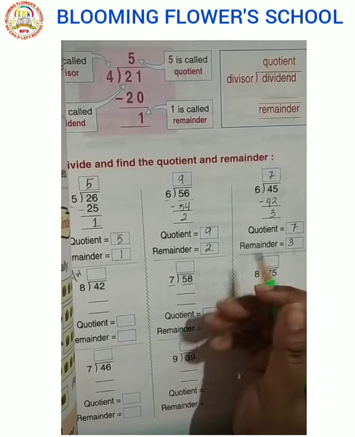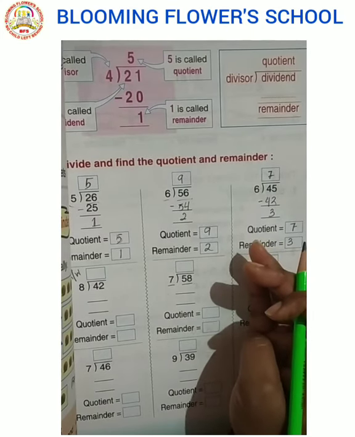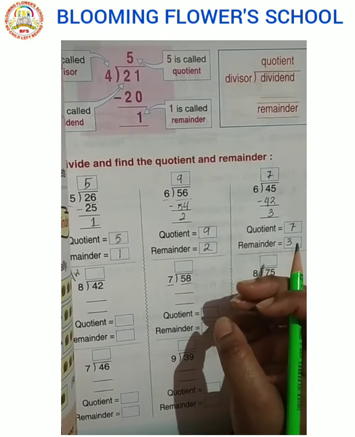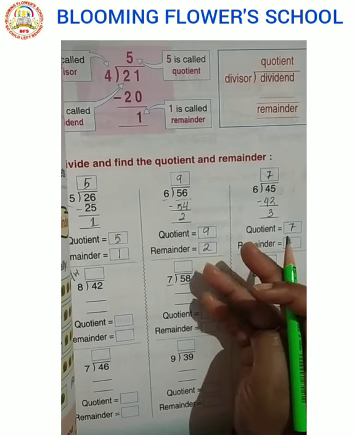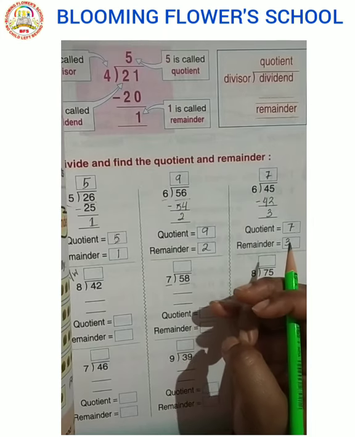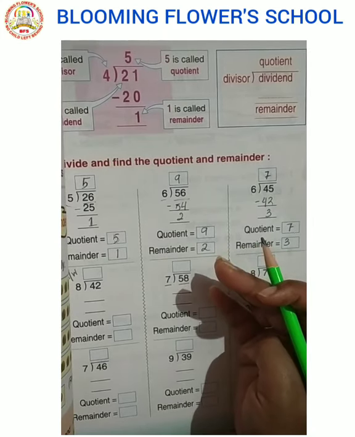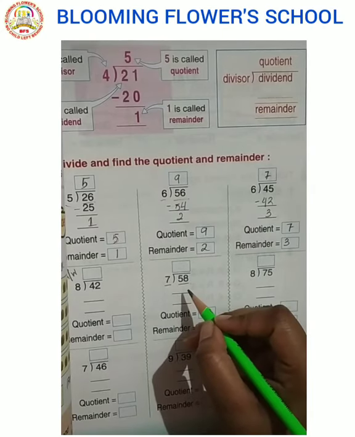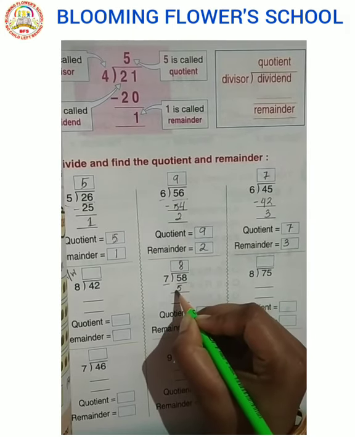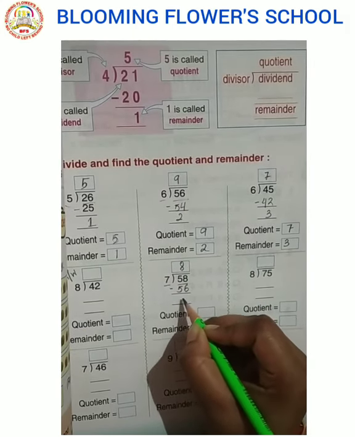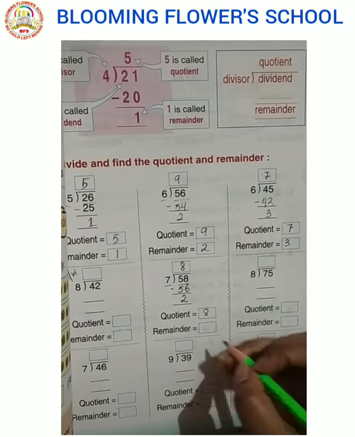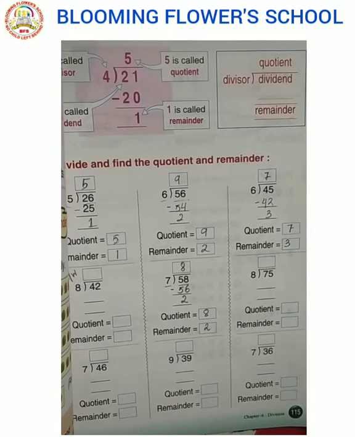So let's go for the 7 tables. 7 ones are 7, 7 twos are 14, 7 threes are 21, 7 fours are 28, 7 fives are 35, 7 sixes are 42, 7 sevens are 49, 7 eights are 56, 7 nines are 63. 63 is more than 58. So we need to go with 7 eights are 56. So from 58 if we subtract 56, the answer is 2. So what is the quotient? Quotient is 8 and what is the remainder? Remainder is 2. Okay children.